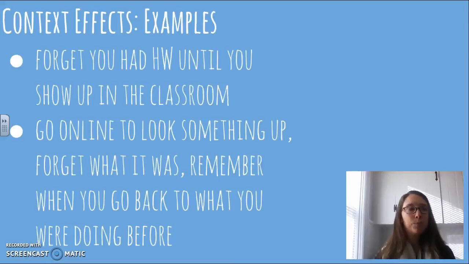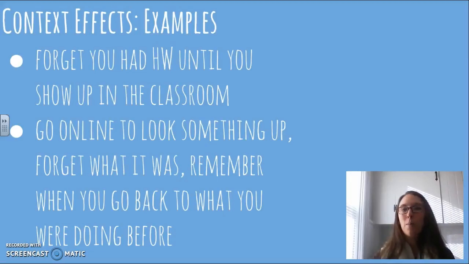Or you think of something you want to go look up. So you get onto your laptop, you start going to Google, and you think, why on earth am I sitting here? I don't remember what I was going to look up. So then you do whatever you're going to do online and you leave. And the second you go back to what you were doing prior, that's when it hits you.